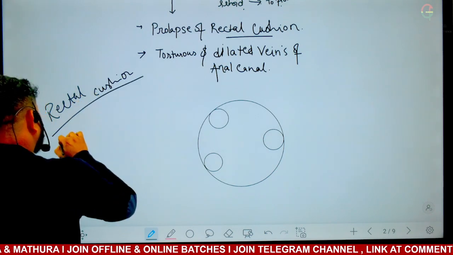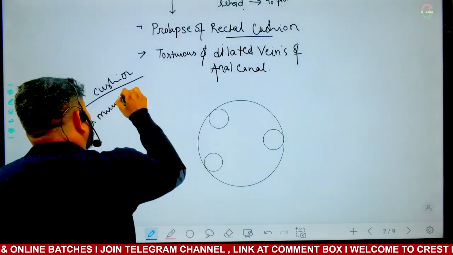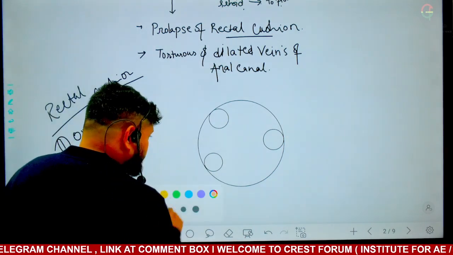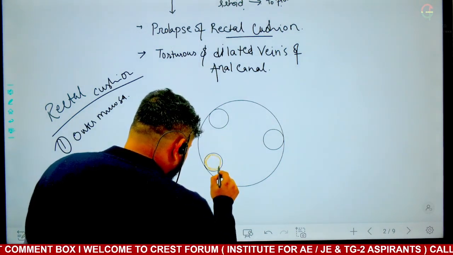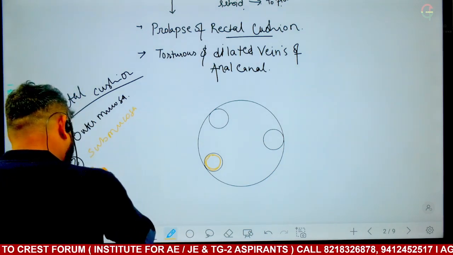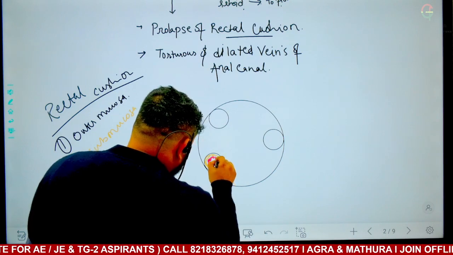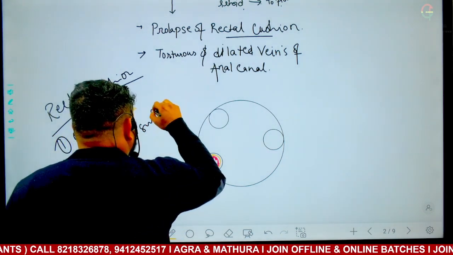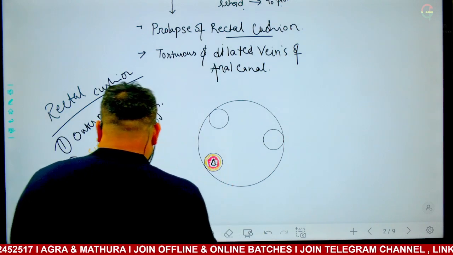Rectal cushion. Okay. It comprises of outer mucosa. Second, inner submucosa. Third, blood supply. Fourth, muscular layer.